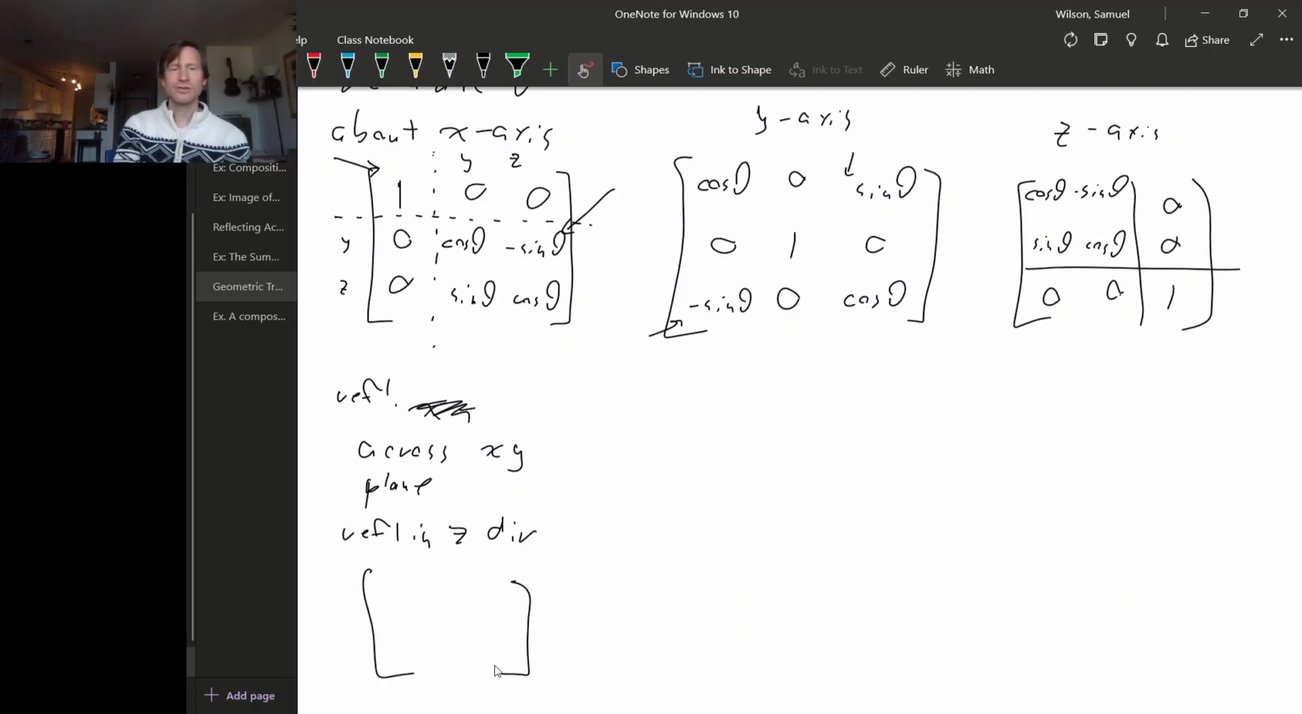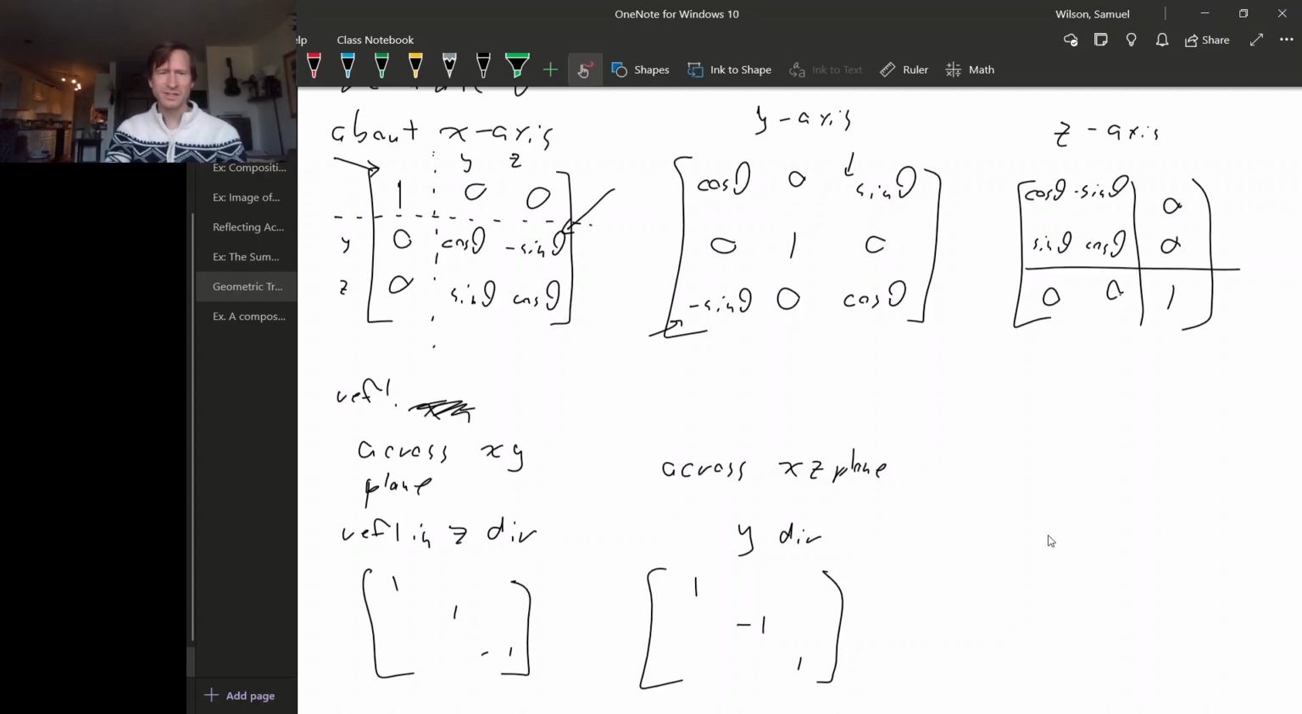And so you get the identity matrix, except you get a -1 on the direction that you're reflecting. Right? So reflection in the y direction is going to look like this. And this is reflection. Reflection in the y direction is reflection across the xz plane.